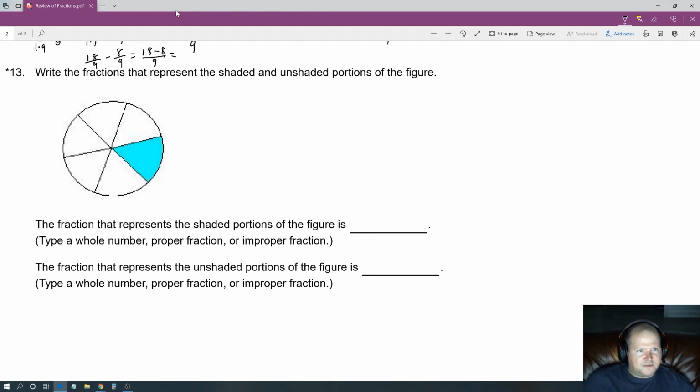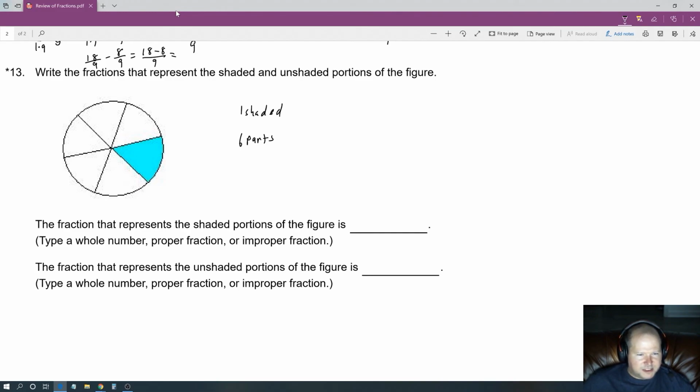Okay, so we're going to write the fractions that represent the shaded and unshaded portion of the figure. Okay, so 1, 2, 3, 4, 5, 6. So we have 6 parts, and one of them is shaded. One shaded. Okay, so let's see if we can answer these questions.